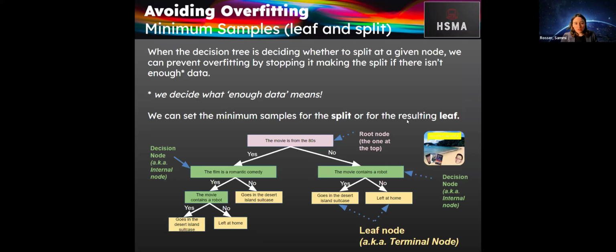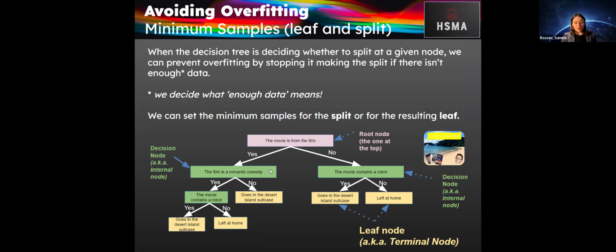Now, minimum samples for leaf and split. This is another way of controlling this overfitting. When the decision tree is deciding whether to split at a given node, we can prevent overfitting by stopping it making the split if there isn't enough data. Now we decide what enough means. We can set the minimum samples for the split or for the resulting leaf.